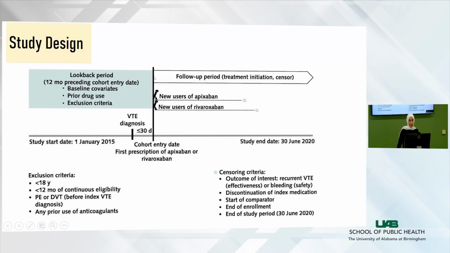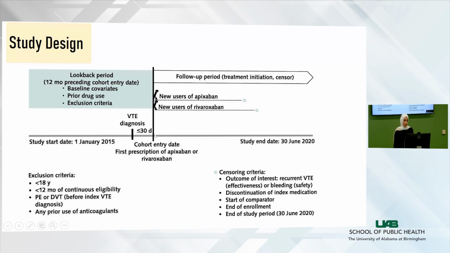Now, from that date, we required patients to have 12 months of continuous enrollment in medical and pharmacy benefit. As you can see here, the 12 months was used to define baseline covariates, to look for prior drug use, and to apply exclusion criteria. So we restricted the cohort to patients who were 18 years or older, so anyone younger than 18 was excluded. Those without 12 months of continuous eligibility were excluded, and anyone who used an anticoagulant for any other diagnosis during the baseline period was excluded because we wanted to focus on the new users of the study drugs.